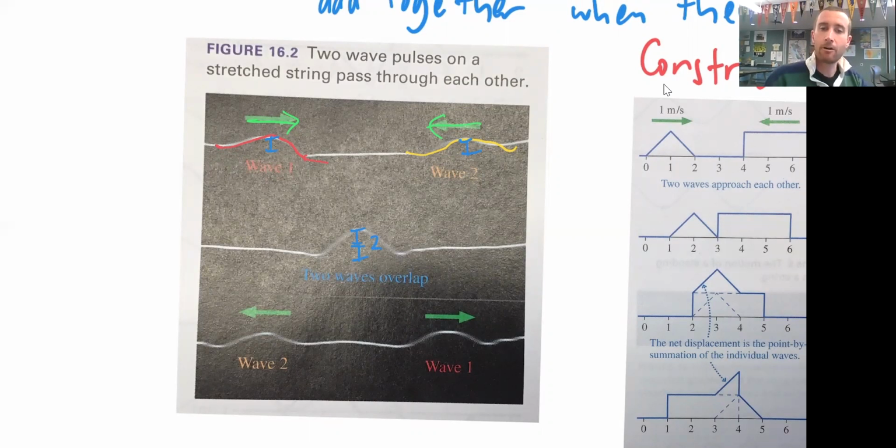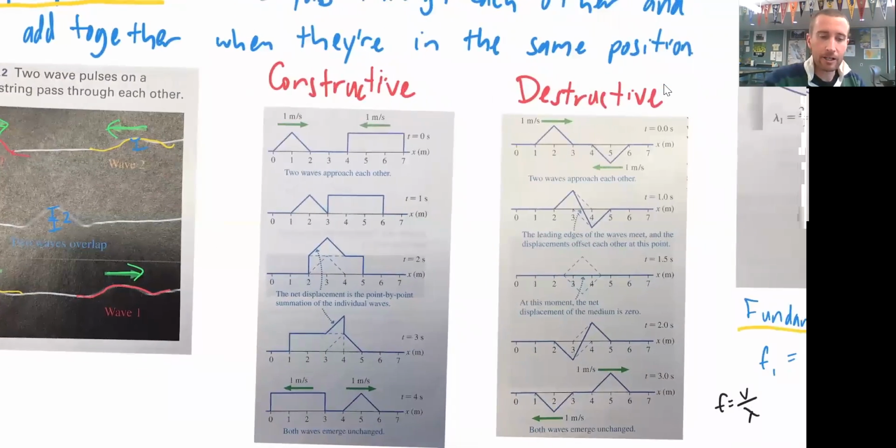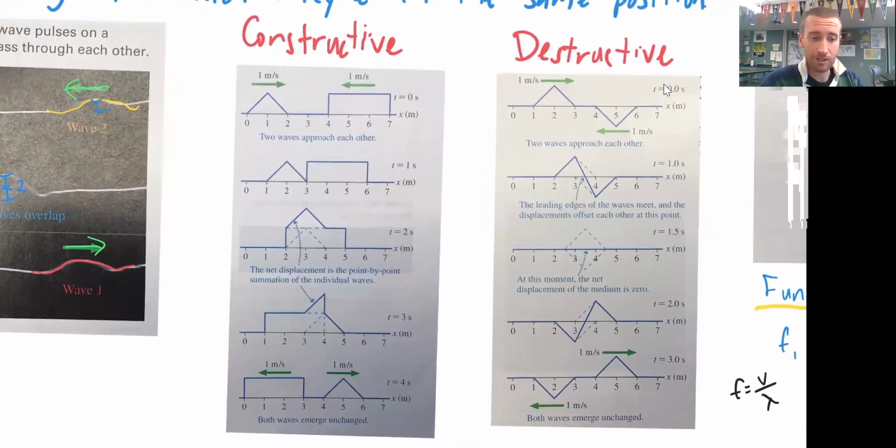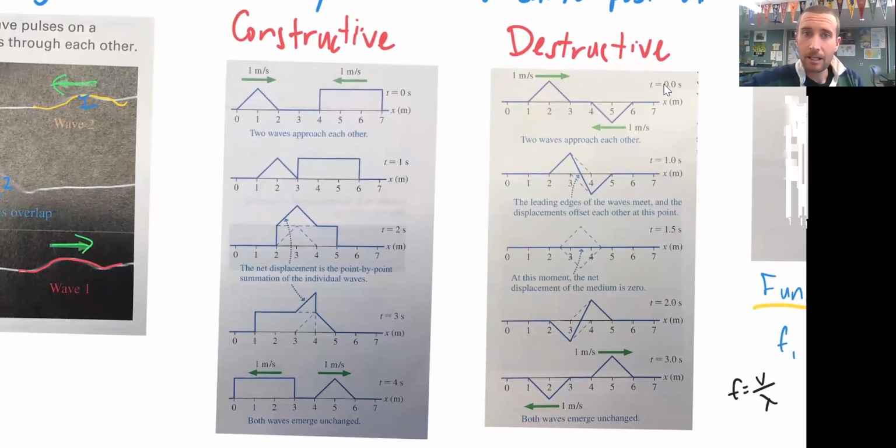So you can see that when they're overlapping, they add together and get bigger. And then they pass through each other and continue on their ways. So now the red wave, wave 1, is moving off to the right, and the yellow wave, wave 2, is moving off to the left. Now this can be either constructive or destructive interference. So constructive is when they add together in a positive way and make a wave bigger.